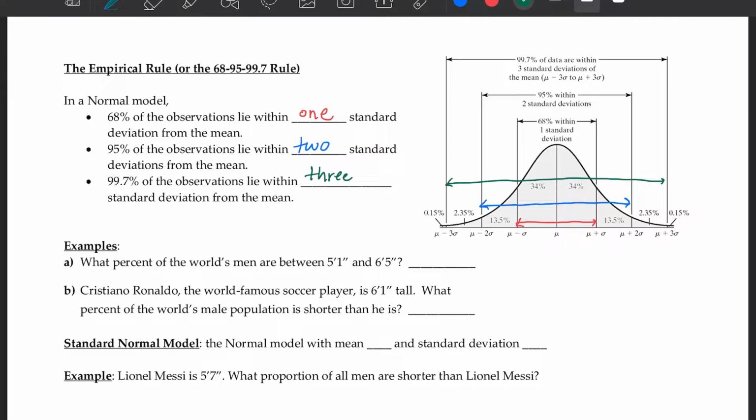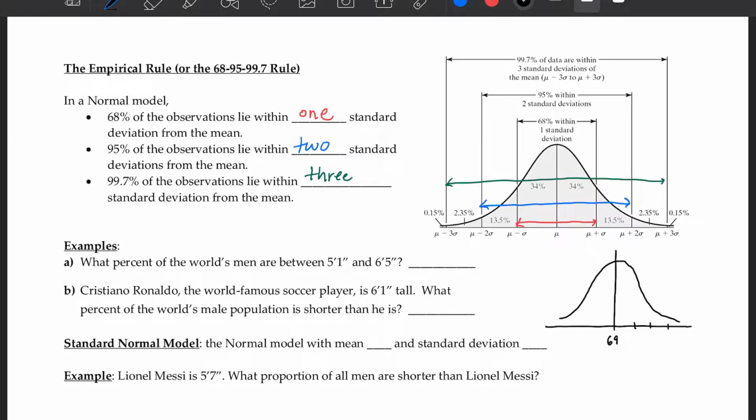So let's do a couple of examples here. What percent of the world's men are between 5'1" and 6'5" is our question. Well, before I even get into that, what I like to do is sort of draw myself a little miniature model here. So I'm going to go ahead and draw a little normal curve as best I can. I'm not very good at it, but I try my best. And I'm going to label it according to the information we had on the previous page. On the previous page, it said that my mean for men height was 69 inches with a standard deviation of 4.